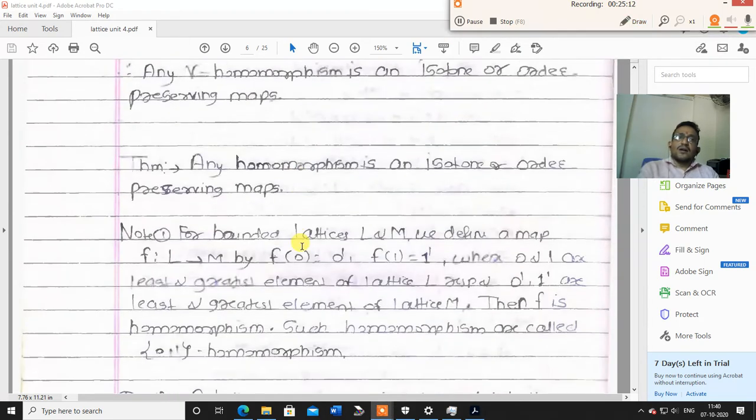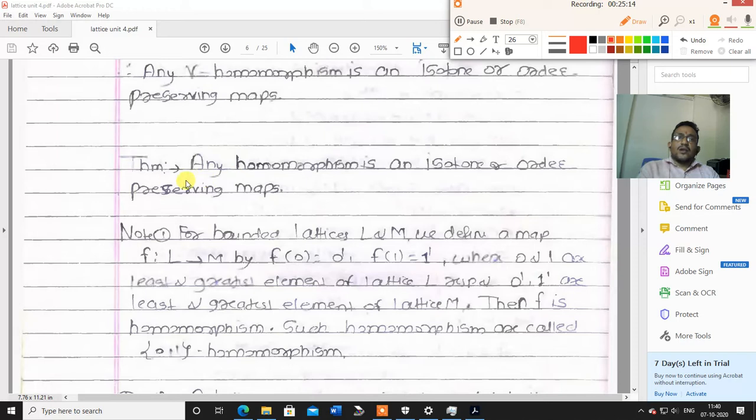Next theorem here: any homomorphism is isotone. Now what is a homomorphism? We know it is both a meet and join homomorphism. In the previous two theorems we saw that any meet homomorphism is isotone and any join homomorphism is isotone. So we can say any homomorphism is isotone, or we can say it is an order preserving map, which is important here.